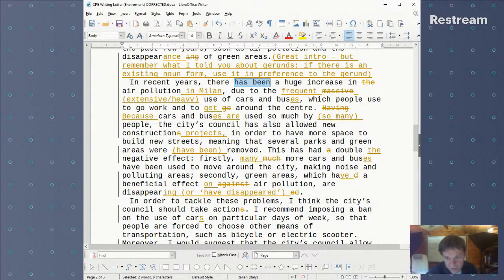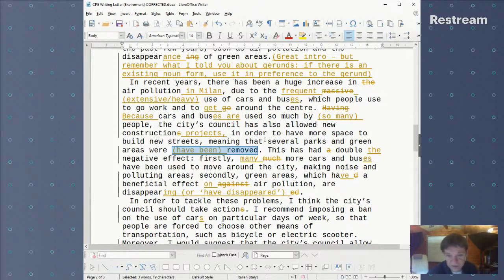And then, okay, he's got people use in present simple because he's right. This is every day, every week, every year, they use cars, buses to get around the centre. But he's then got, because cars and buses are used so much by the people, the city's council has also allowed. So again, present perfect, yeah? And what this means is that present perfect works much better here. It keeps reminding the reader that this has an effect on people in the present, a negative effect, yeah?